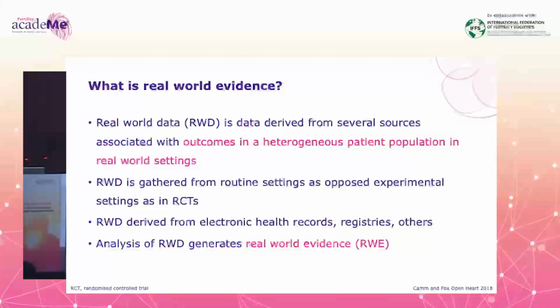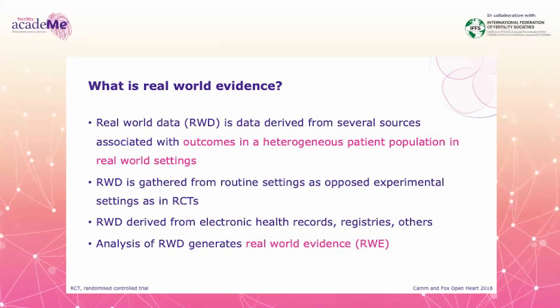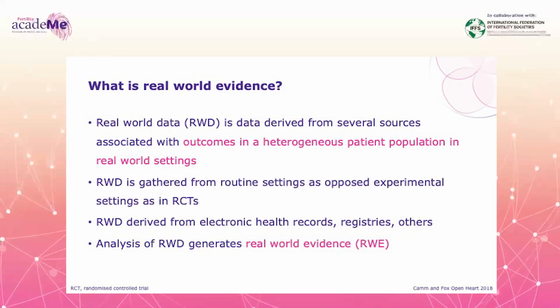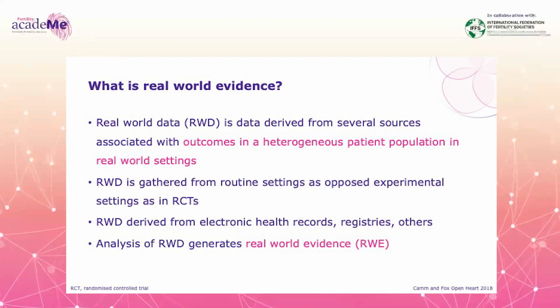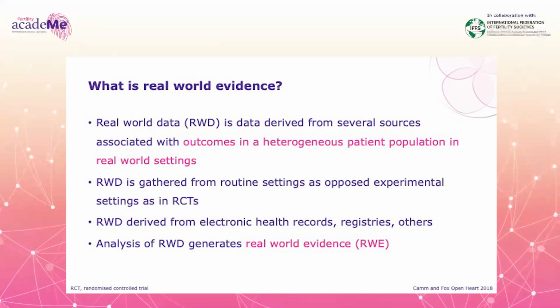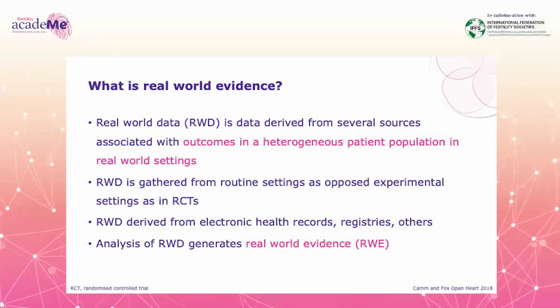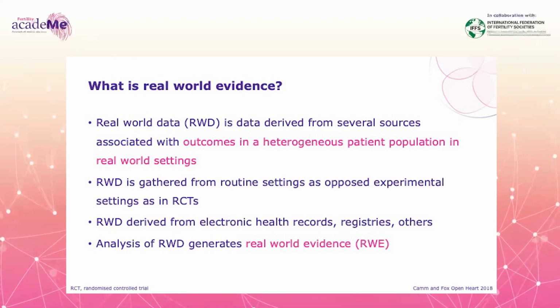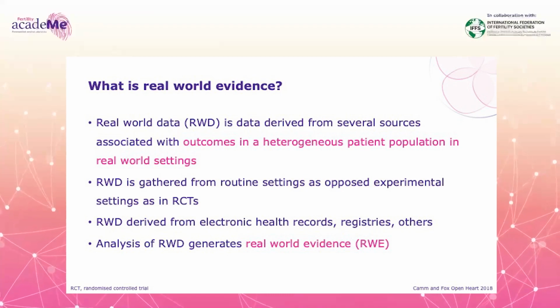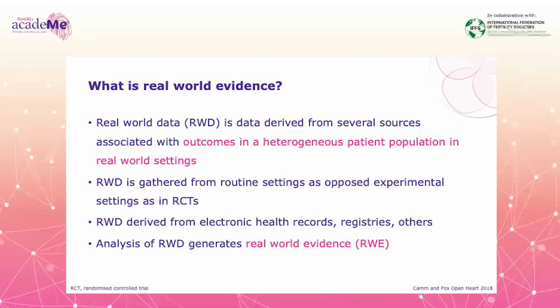So we've looked at the observational studies, we looked at the various types of observational studies, and then we said we can analyze real-world data and provide real-world evidence from observational studies. So what is real-world evidence? Real-world data is data derived from several sources associated with outcomes in a heterogeneous population. Yes, we are defining the population, but we are not selecting the population. So it is a more heterogeneous population in real-world settings.